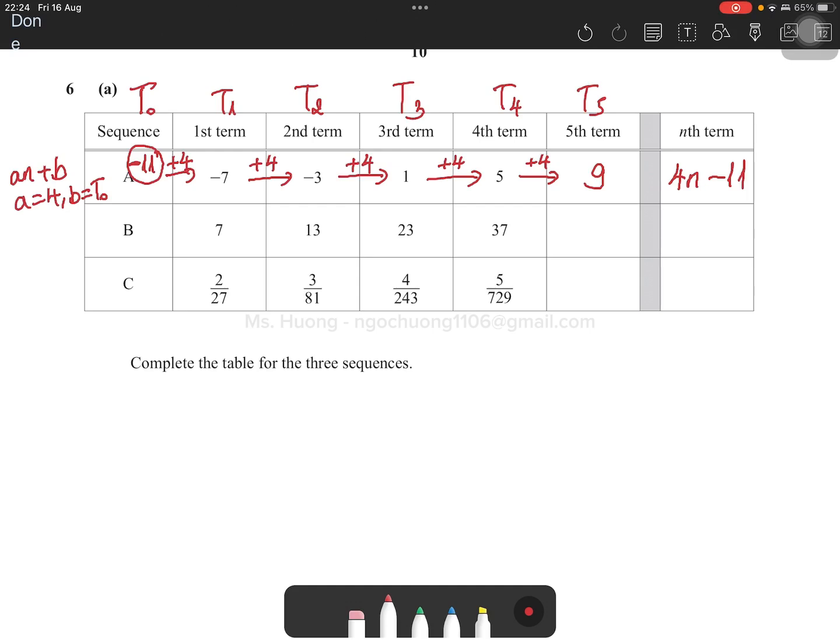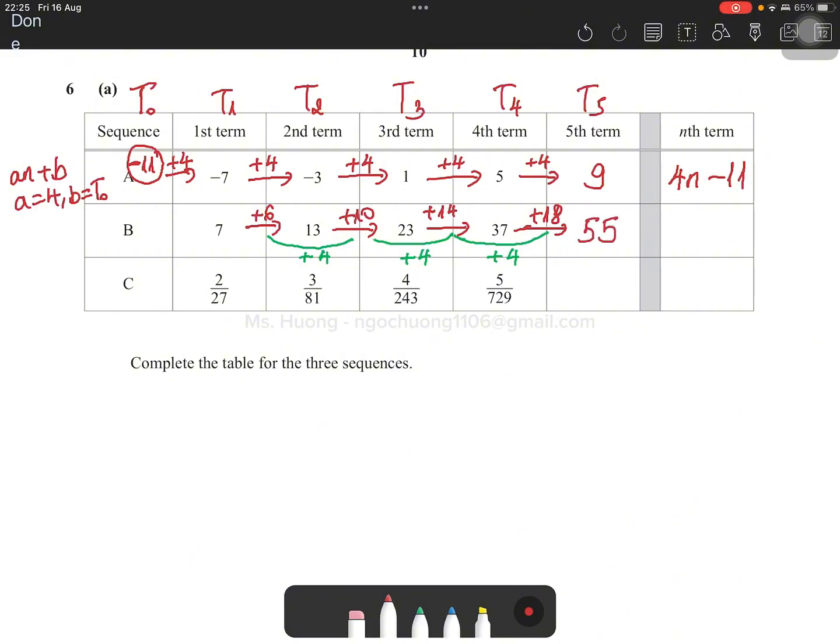Sequence B: 7, 13, 23, and 37. First, we'll check the first difference. 7 plus 6 is 13. 13 plus 10 is 23. 23 plus 14 is 37. So the first difference is not the same. But when we check the second difference, from 6 to 10 we add 4. From 10 to 14 we add 4. So similarly, from 14 to the next number we also add 4. 14 plus 4 is 18. So 37 plus 18 is 55.